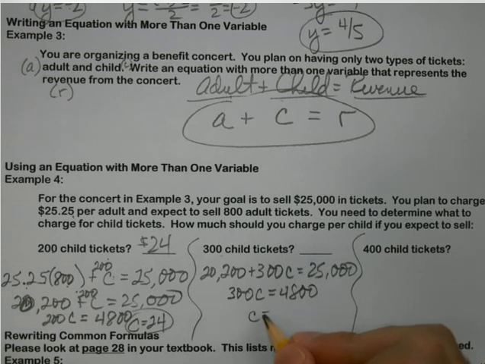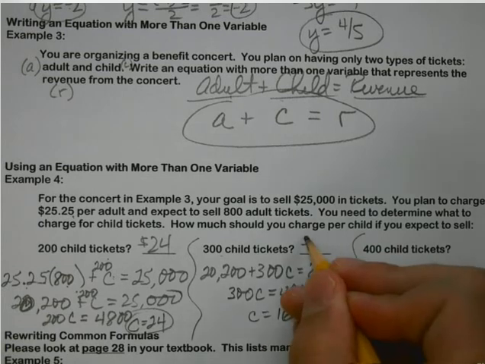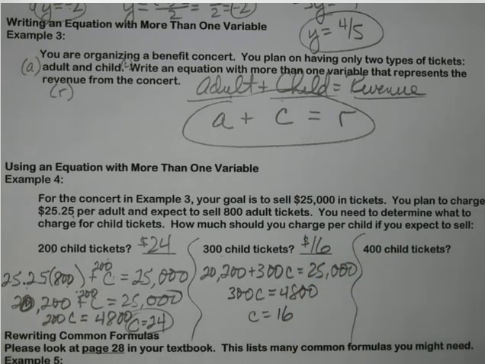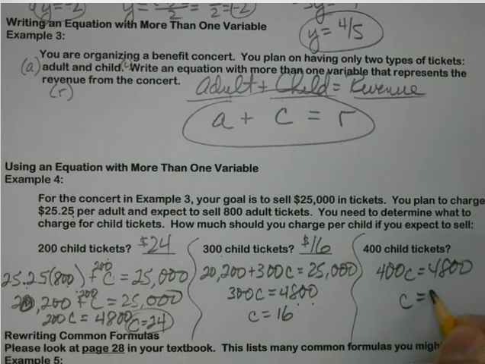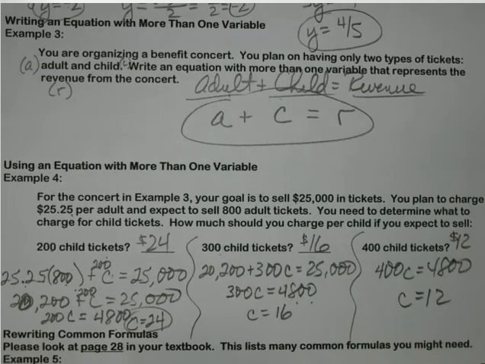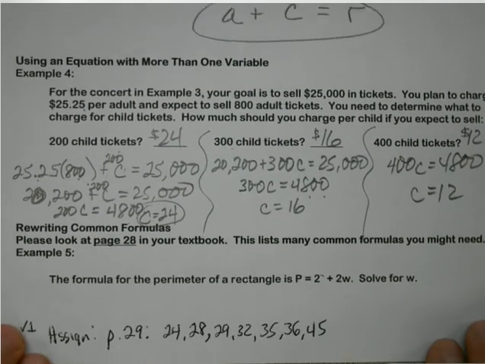Divide by 300. Now the tickets, it only costs $16 for a child. And you kind of get the idea. You're like, hey, it seems to be coming up at 4,800 every time. Could I just do 400C equals 4,800? Absolutely. And that's kind of the point we're trying to prove here. That once you take the time for the initial setup, if you do it correctly, it makes doing the other ones much simpler.